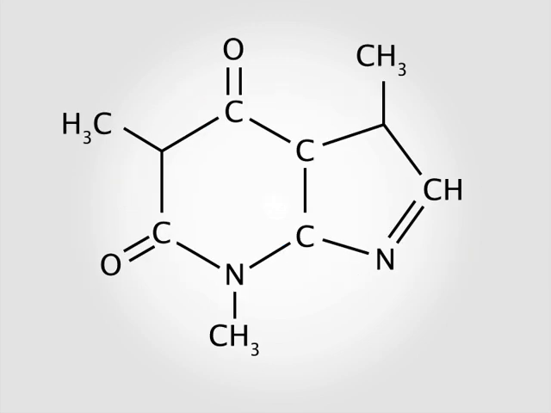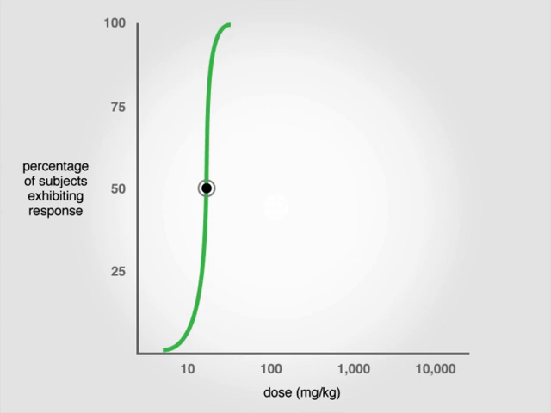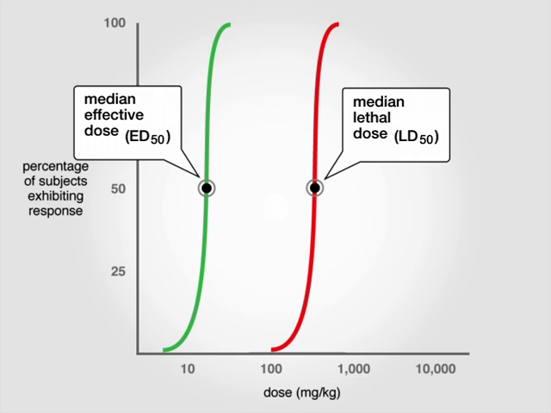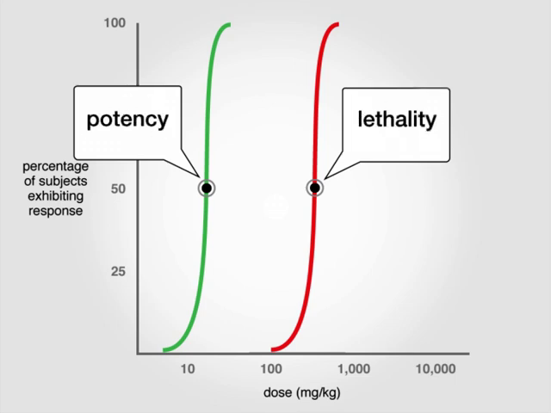Remember, for any particular substance, there are as many different dose-response curves as there are biological responses that we can measure. Curing a headache and causing death by overdose are very different endpoints. Potency and lethality are two responses that are commonly used to evaluate drugs, but they are not the only responses that might be important to measure.